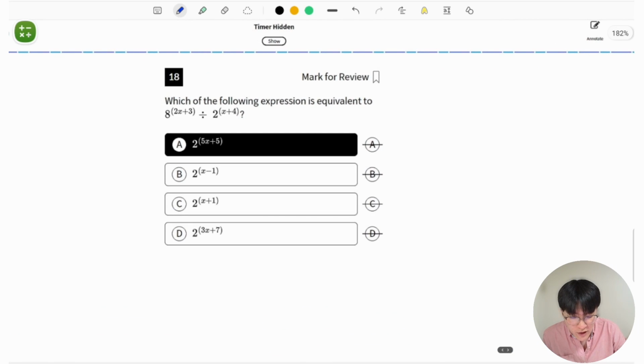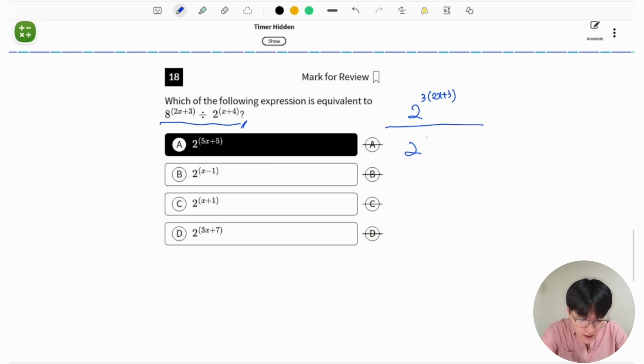18. Which of the following expressions is equivalent to the expression shown here? And we know that 8 is equal to 2 to the third power. So what we want to do here is just to make sure that the bases are the same. That will make our lives a lot easier. So 2 to the third power, in parentheses 2x plus 3, divided by 2 to the x plus 4.